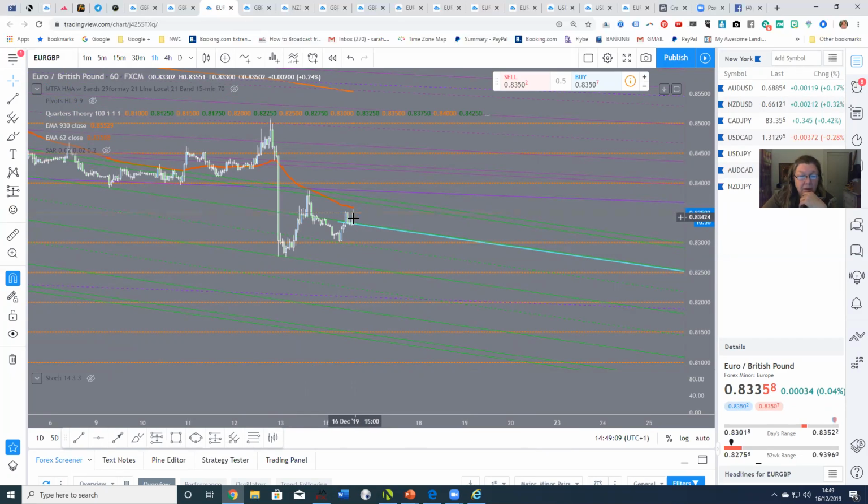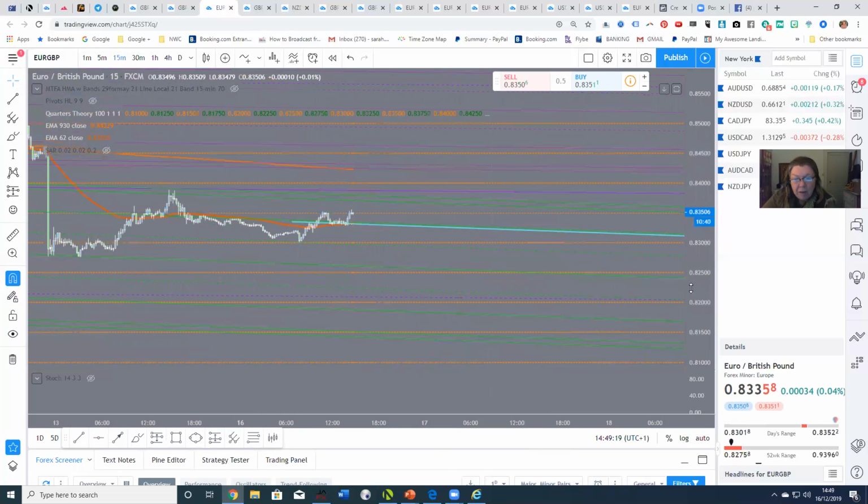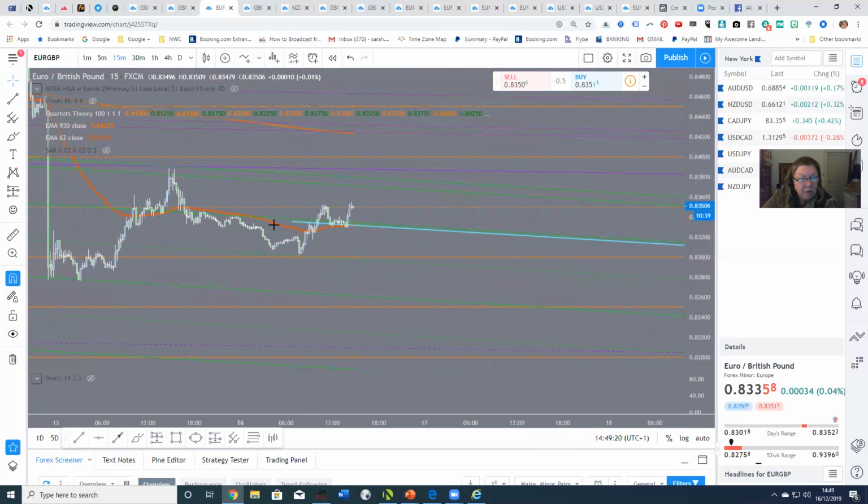So I think it's broken and retested that pitchfork there and here. At this, I'm on the hourly. I'll just come to the 15-minute and measure how much it broke and retested this pitchfork, because I wait for a break of 10 pips to make sure it's solidified. And that is a lot of pips. That was about 40 pips.